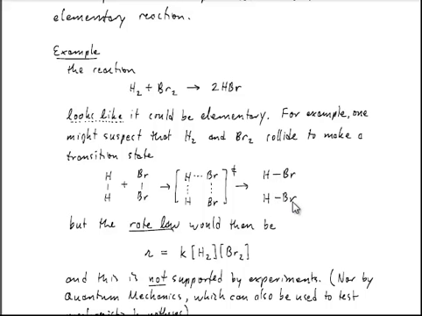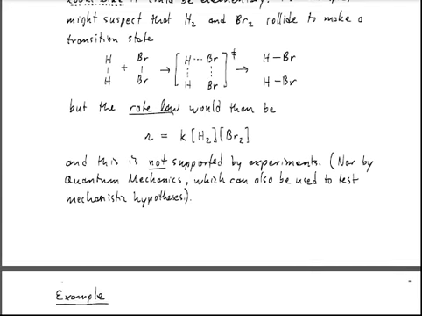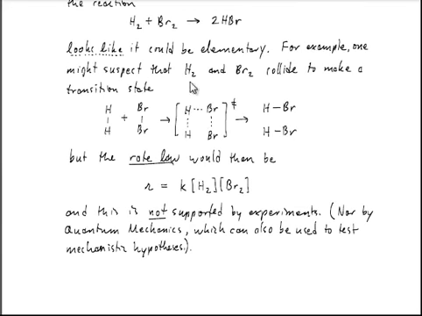The problem is that the rate law would be a rate constant times the concentration of hydrogen times the concentration of bromine. And this is actually not supported by experiments, nor is it supported by quantum mechanics, which would tell you that this transition state is really non-existent. It doesn't correspond to a saddle on the potential energy landscape. We won't talk very much about that in this course, but it's fun stuff, and if you're interested in it, take a computational chemistry class.